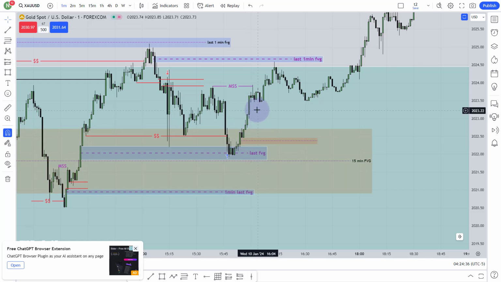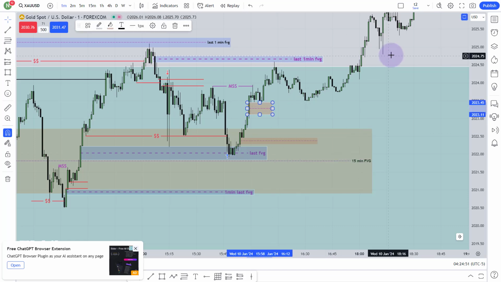Okay, so I can see there is only one fair value gap. This is my fair value gap. There is no other fair value gap that is valid where price could go. So in my opinion, this is the only fair value gap. Okay, so actually I can make it until here. This is the only fair value gap I can see.